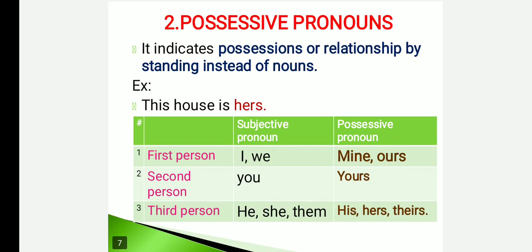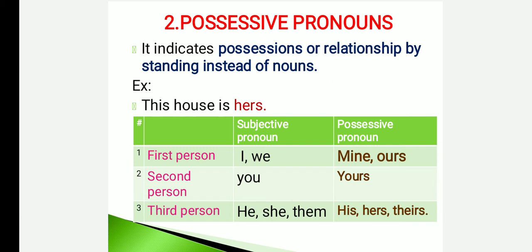Let us learn what a possessive pronoun is. The word possessive itself indicates that it speaks about someone's possession, or it shows the relationship by standing instead of the noun. For example, this house is hers. The example shows that this house belongs to her. It is her house. So hers indicates the possession of her.